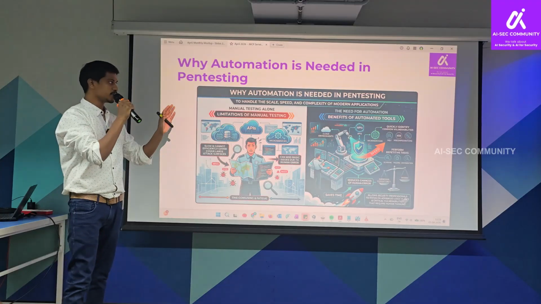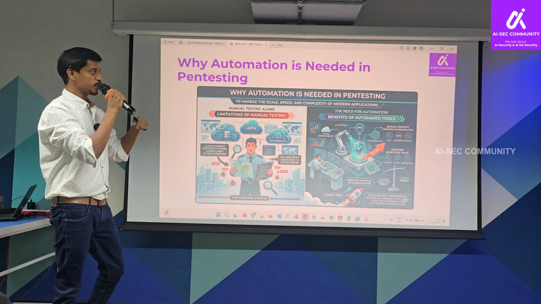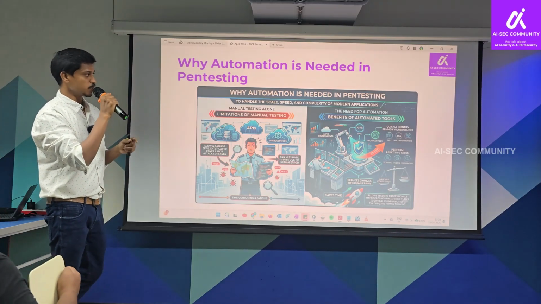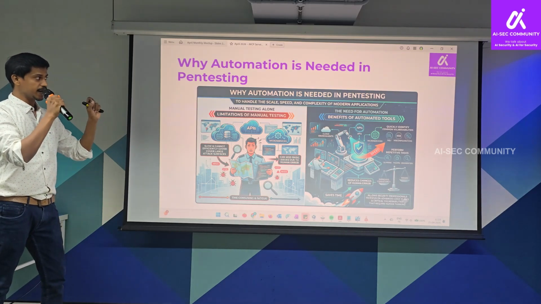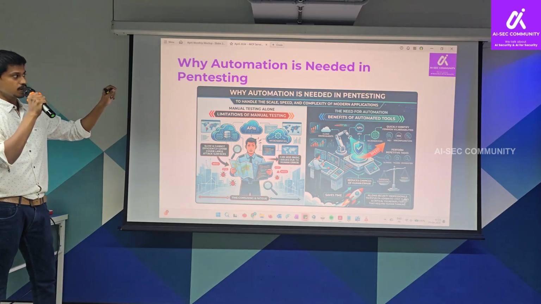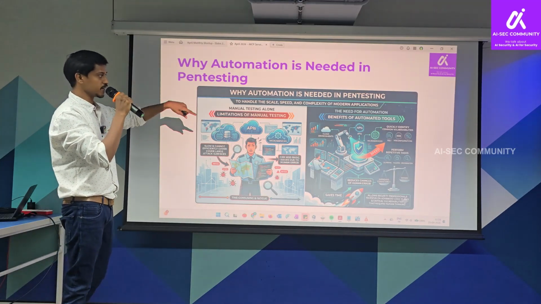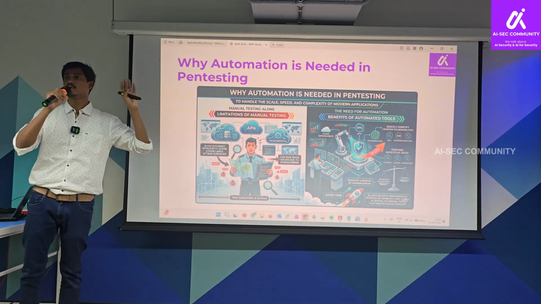So for that, why do we go for automation? To perform repetitive tasks like scanning, fuzzing, and enumeration. And we can also quickly identify vulnerabilities in the microservices, SQL injections, misconfigurations, all these things we can perform. It reduces human errors.